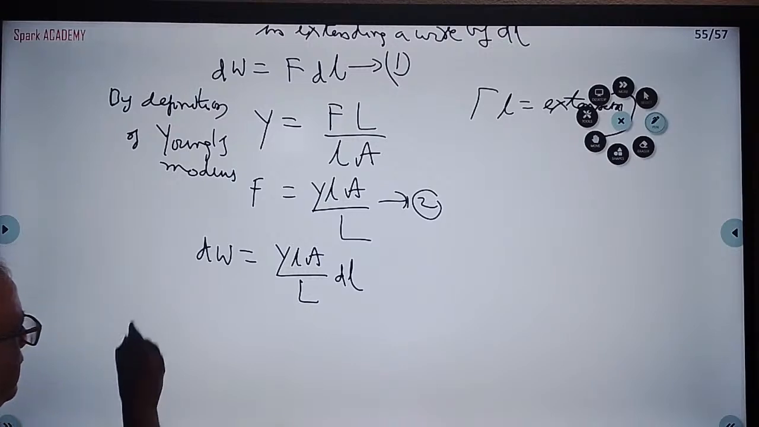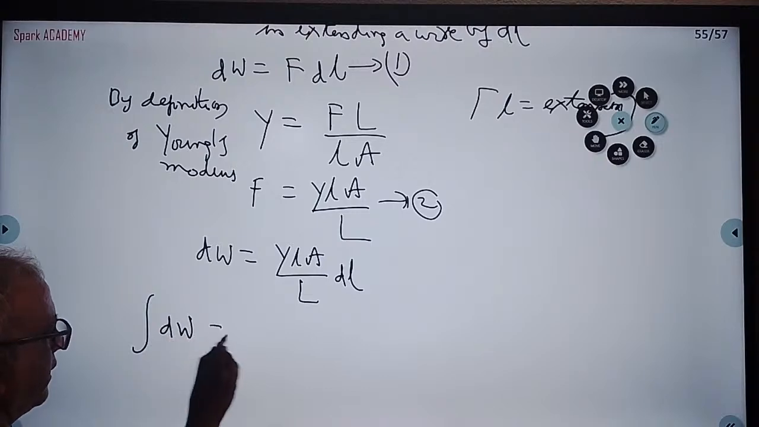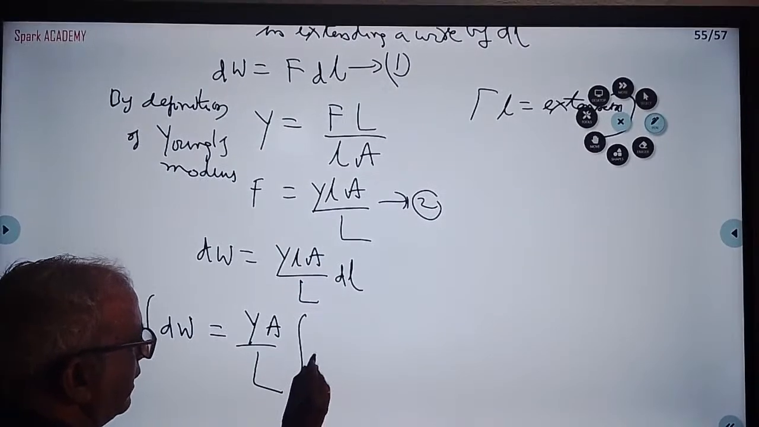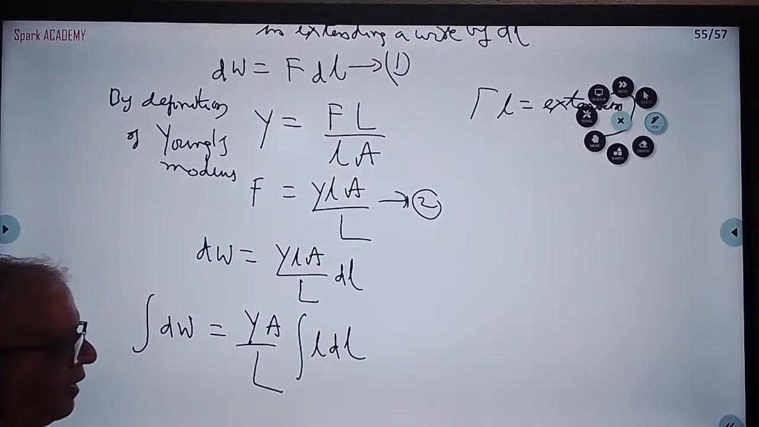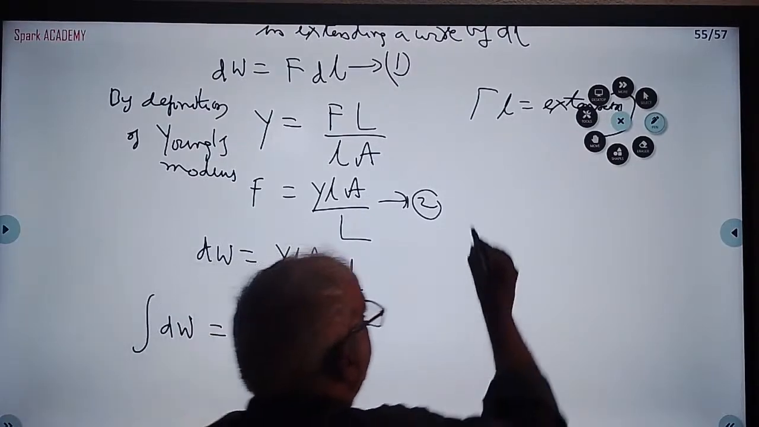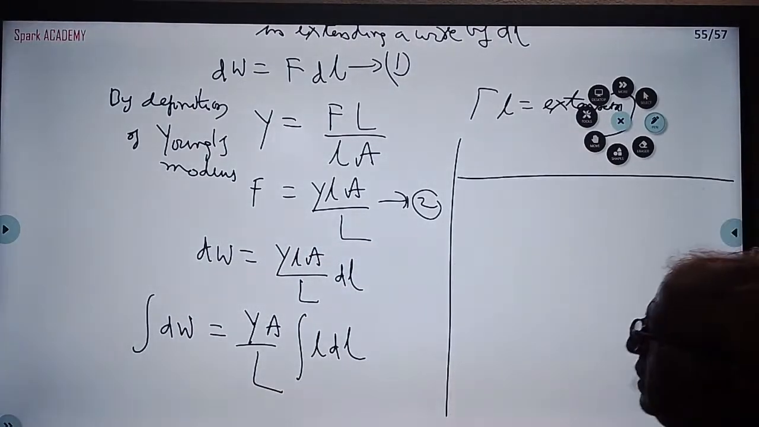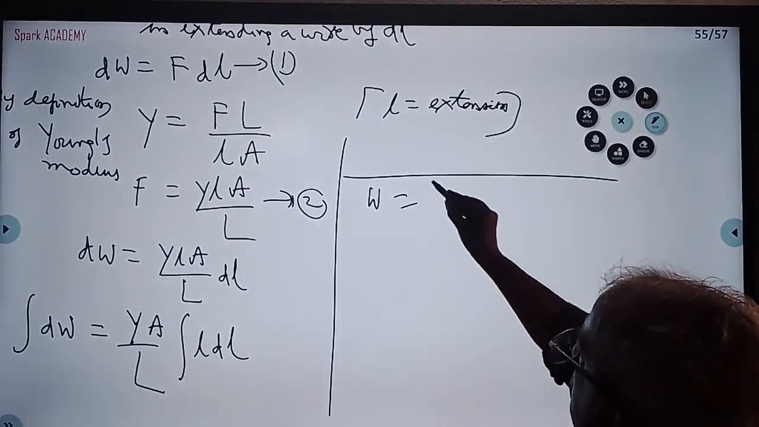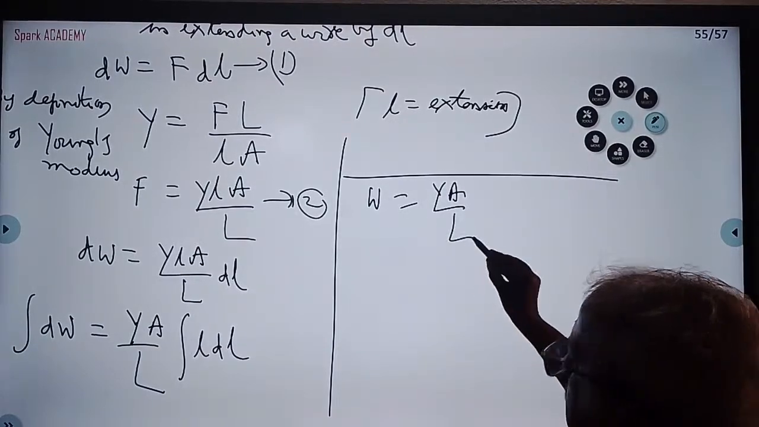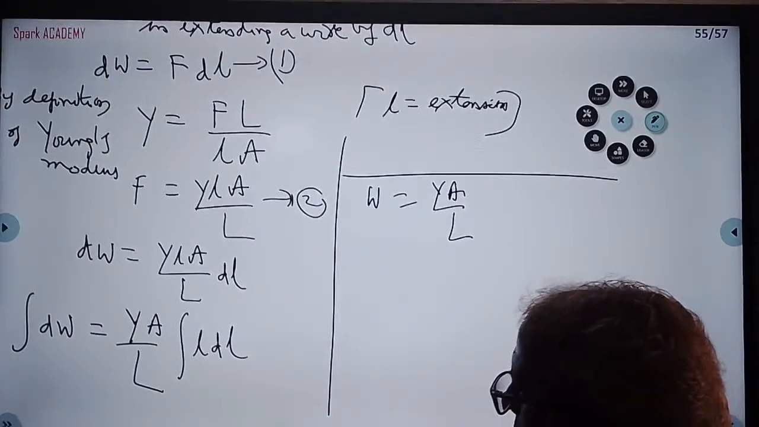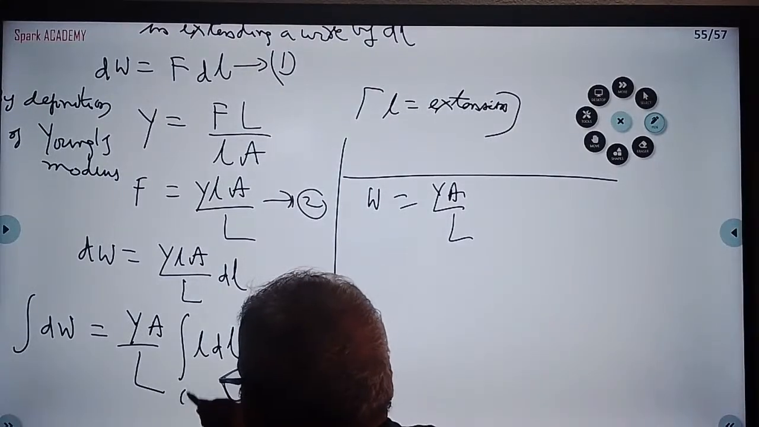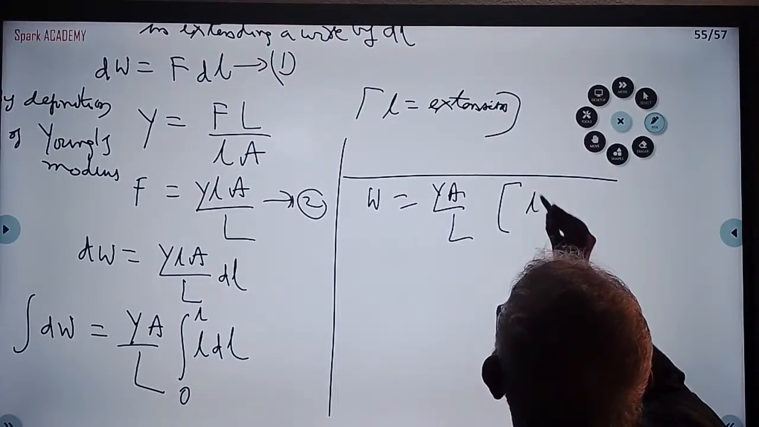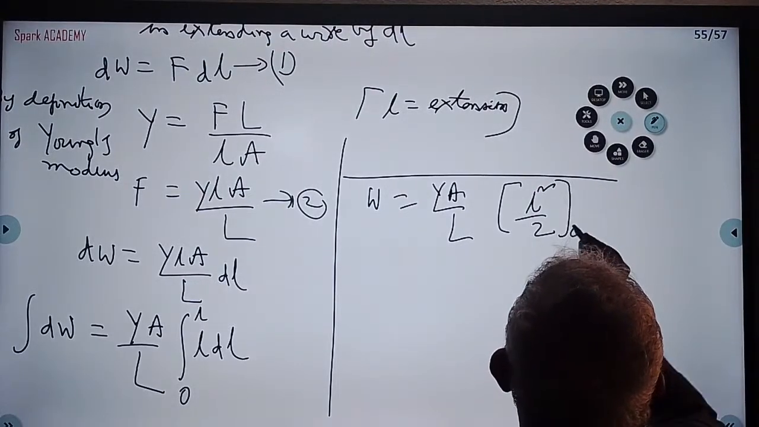Integral dW is called energy. What are the constants? Y A by L is constant. Integral of l dl, and integral dW is called W, equal to Y A by L. Limits you have to apply: of course 0 to l. What is the integral of l dl? l square by 2, between the limits 0 to l.